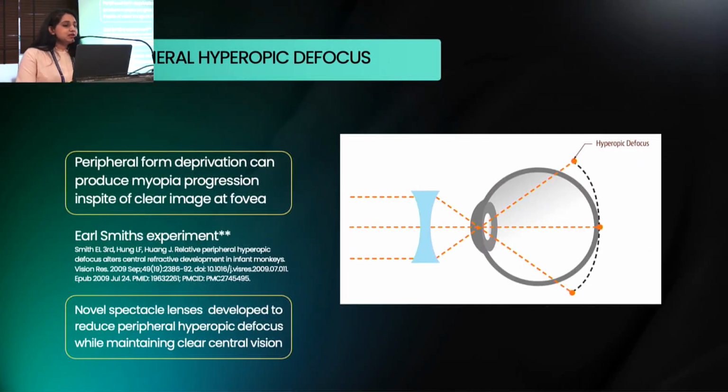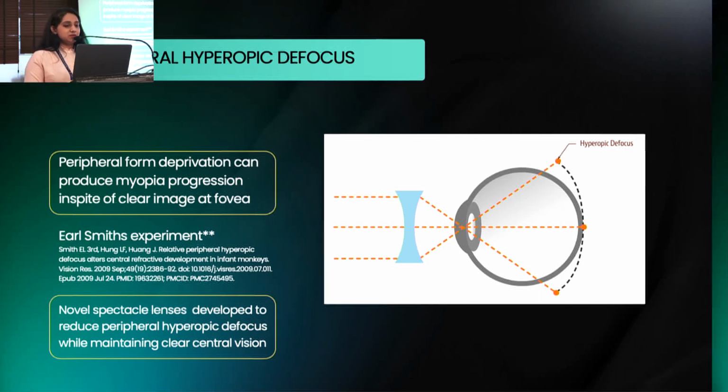The second theory is the peripheral hyperopic defocus. So what happens when a basic concave lens is put in front of the eye? The central rays are correctly focused on the retina, but what happens in the periphery? The peripheral rays get hyperopic defocus, and this has been very well studied and proven by Earl Smith's experiments. So that is where novel spectacle lenses are being developed to counteract that. The hyperopic defocus is controlled by the novel specs while maintaining clear central vision. More of that, our dear Monisha Madam will be speaking about.